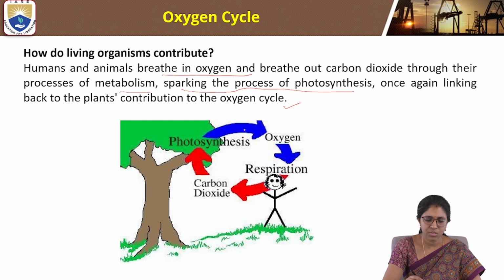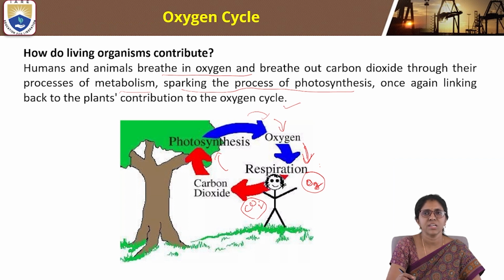During the photosynthesis process, oxygen is produced. This oxygen is used for the respiration process of animals, who breathe in oxygen and breathe out carbon dioxide. This carbon dioxide is again used by the plants. So this is the cycle. At this stage the oxygen is in a combined form, combined with carbon. So this is the oxygen cycle.